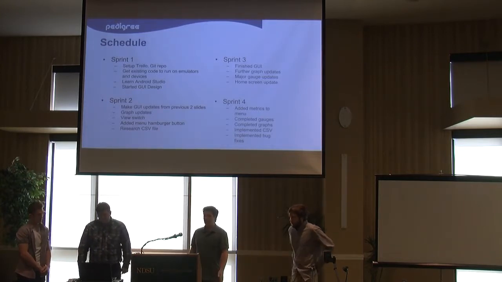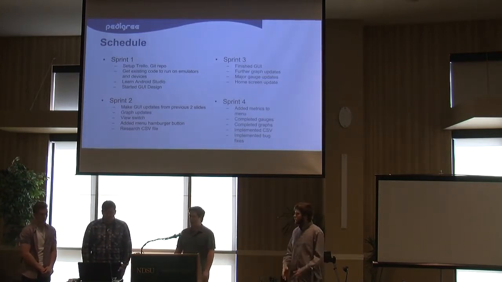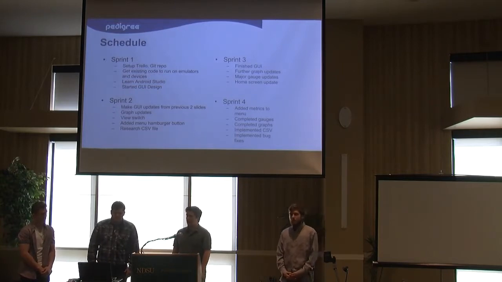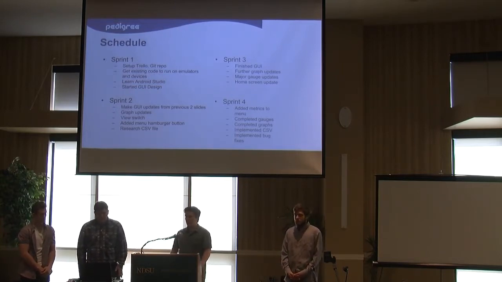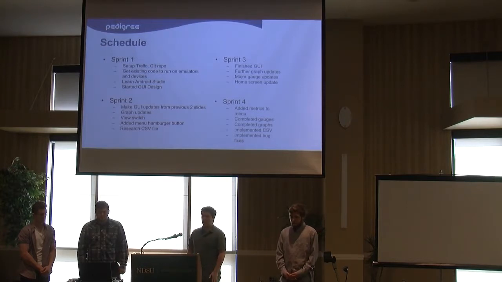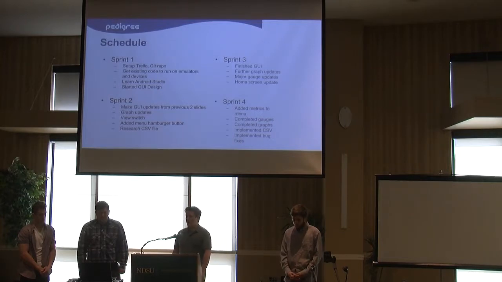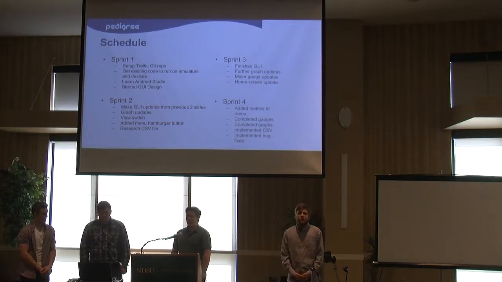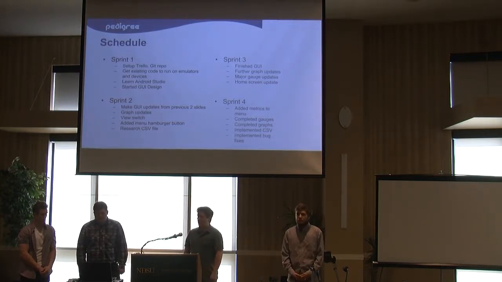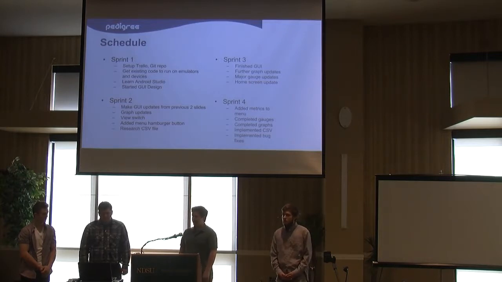For Sprint 1, we just familiarized ourselves with Android Studio and the GUI. For Sprint 2, we started to make some real changes to the project and added a menu hamburger button, a switch between graph and gauge view, and started to research the CSV file. For Sprint 3, we finished the GUI and then did some more gauge and graph updates, as well as a home screen update. And for Sprint 4, we finished the gauges and graphs, finished the CSV, did some more bug fixes, and added metrics to the menu.